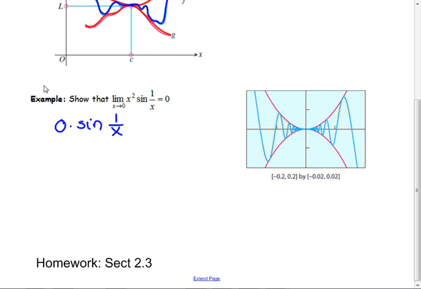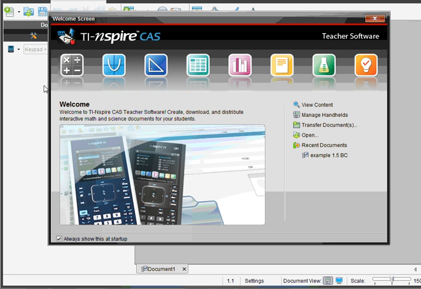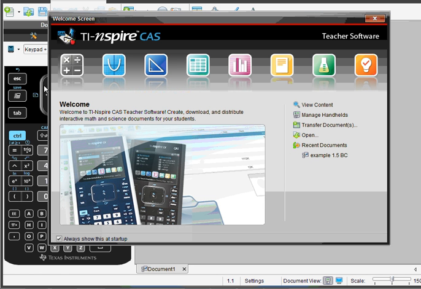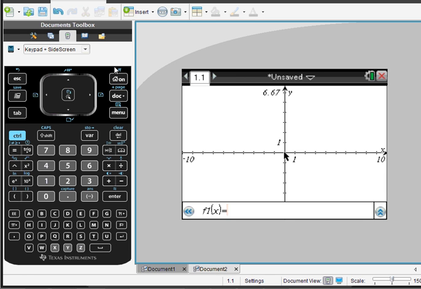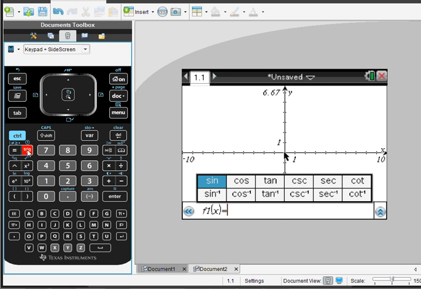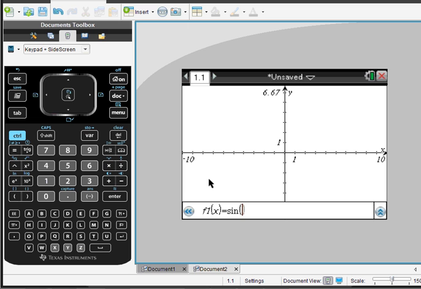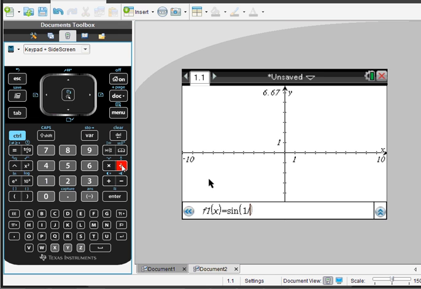You can't. That's exactly my point. You can't do the limit of x squared times the limit of the sine of 1 over x, because the limit of the sine of 1 over x does not exist. Okay, David? I'm going to type this in. I'm in radian mode. Trig sine of 1 divided by x.